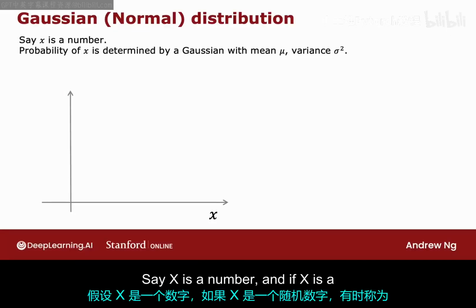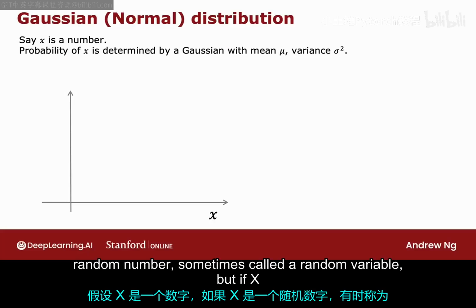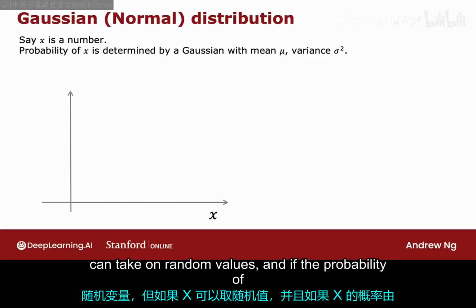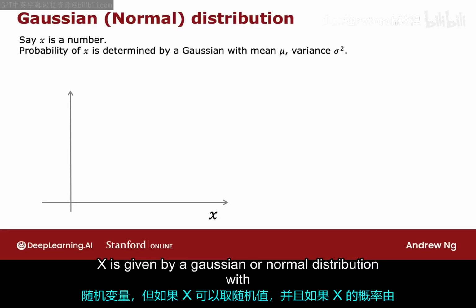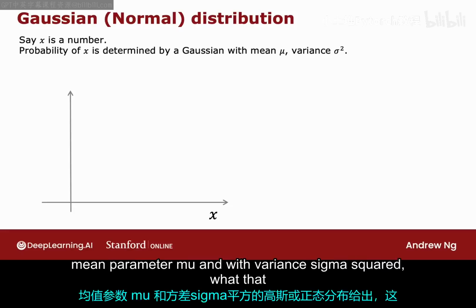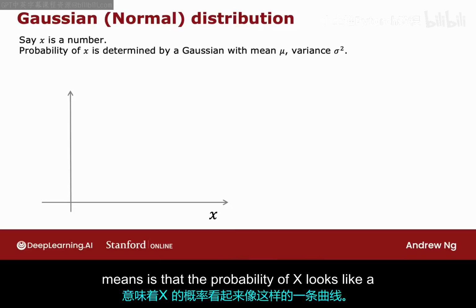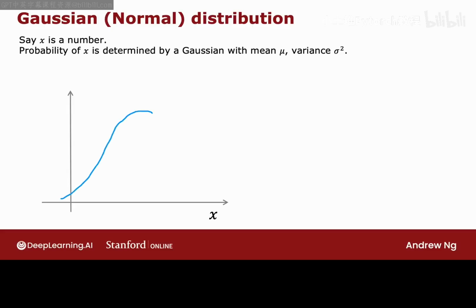Say x is a number, and if x is a random number, sometimes called a random variable, but if x can take on random values, and if the probability of x is given by a Gaussian or a normal distribution with mean parameter mu and with variance sigma squared, what that means is that the probability of x looks like a curve that goes like this.